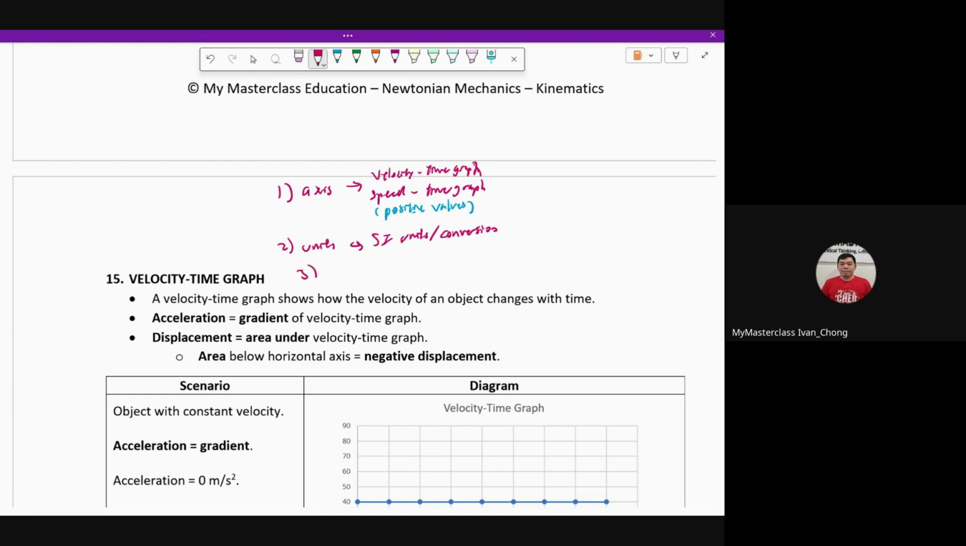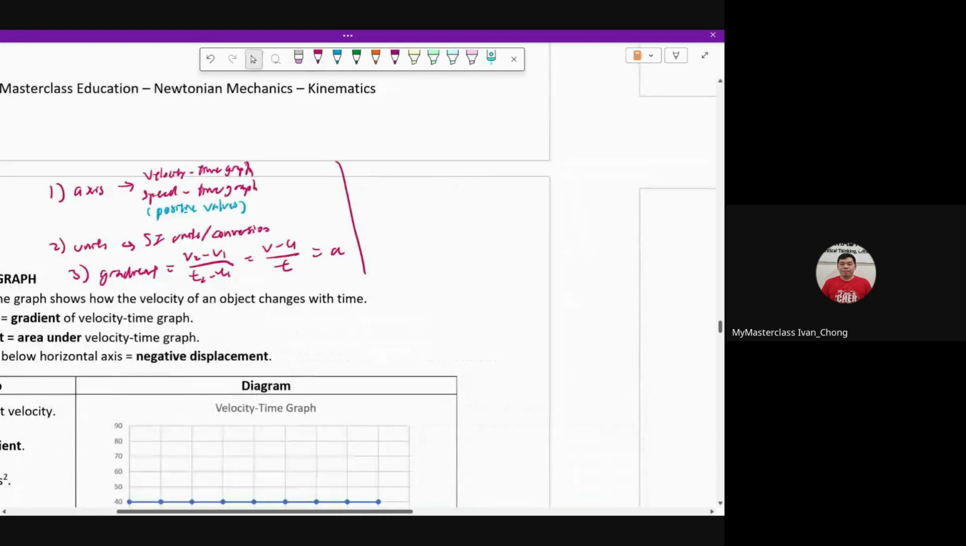And number 3, we know you want to find your gradient. It's y2 minus y1. So in this case, it's v2 minus v1 over t2 minus t1. And if you notice, this is v minus u over t. This is actually your acceleration. So apart from just these 3, there's actually a 4th one for speed time and velocity time graph.